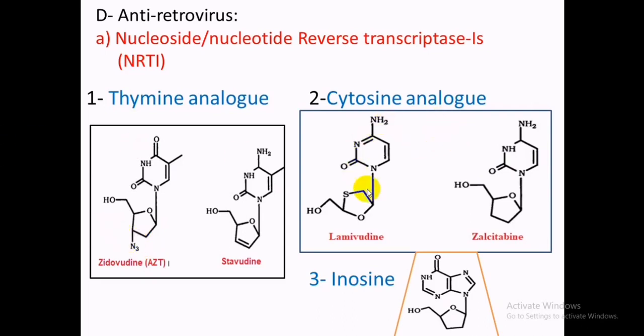We take the cytosine analog, like the cytosine ring: lamivudine and zalcitabine. The inosine analog of deoxy adenosine, and didanosine.